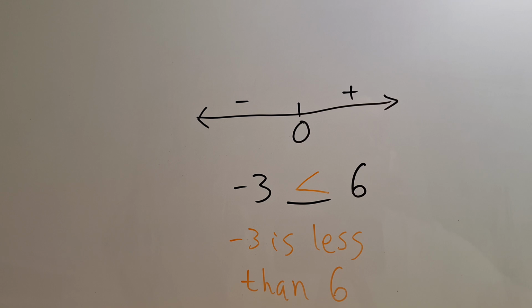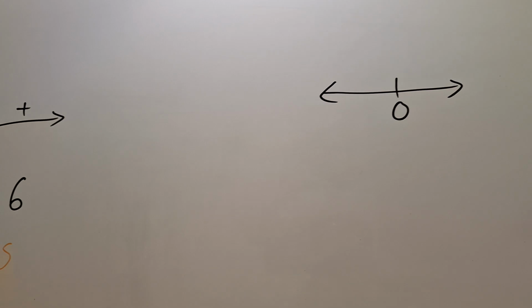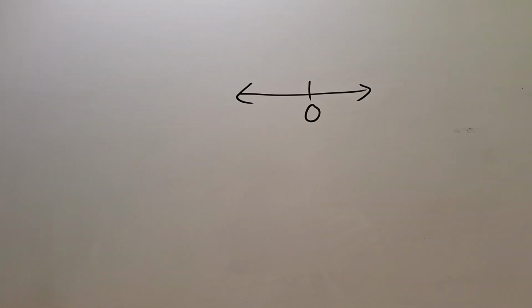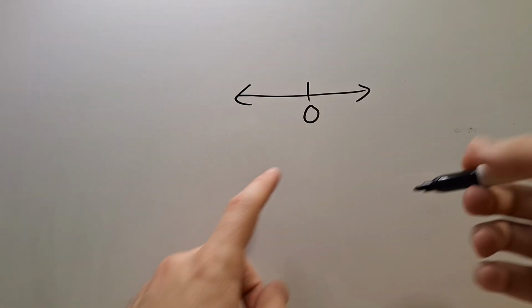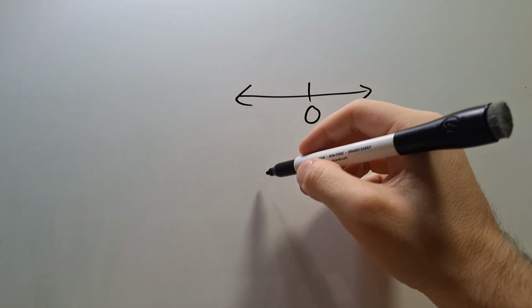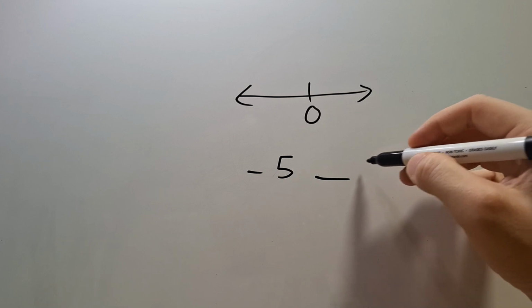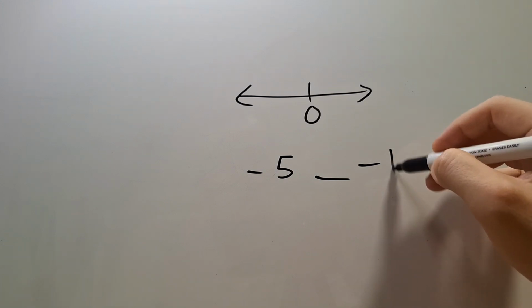Let's go ahead and do one more example. So let's come over here. Now for reference, I drew another number line here. I'm going to compare the value now of two different negative numbers. So I'll say -5 and -11.